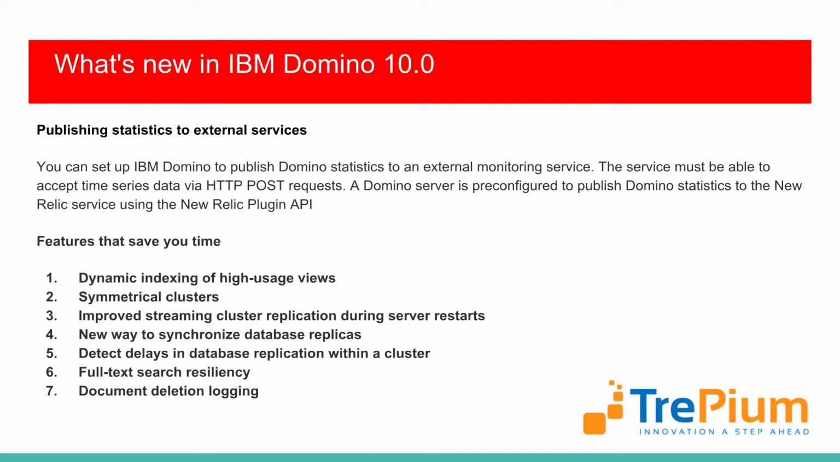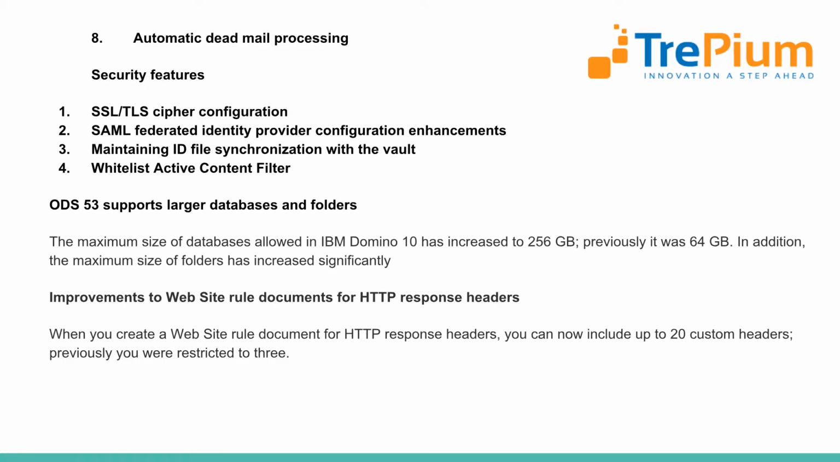Second are features that save your time. The first is dynamic indexing of high-use views. Second is symmetrical clustering. Third is improved streaming cluster replication during server restart. Fourth is a new way to synchronize data replicas. Fifth is detecting delay in database replication within a cluster. Sixth is full text search resiliency. Seventh is document deletion logging. And eighth is automatic dead mail processing.